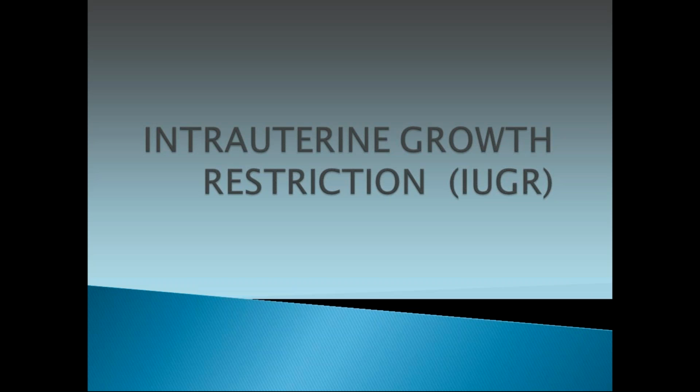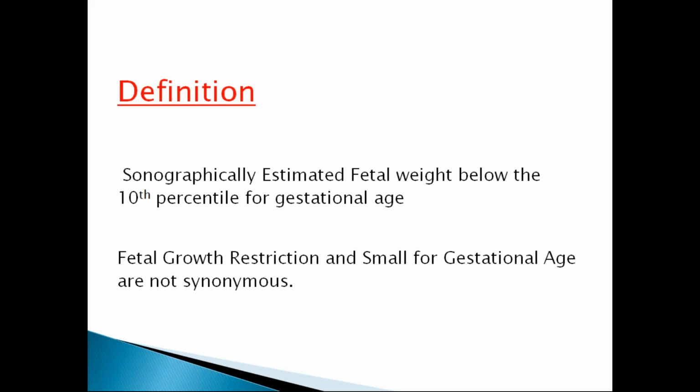By definition, it is a sonographically estimated fetal weight below the 10th percentile of the gestational age. Other terms are fetal growth restriction and small for gestational age. These terms have been used many times interchangeably. Earlier, the pediatrician used small for gestational age, but that is after delivery, when they weigh the babies. That was earlier, when ultrasound was not there. So it is after the birth of the baby, not before the birth of the baby.